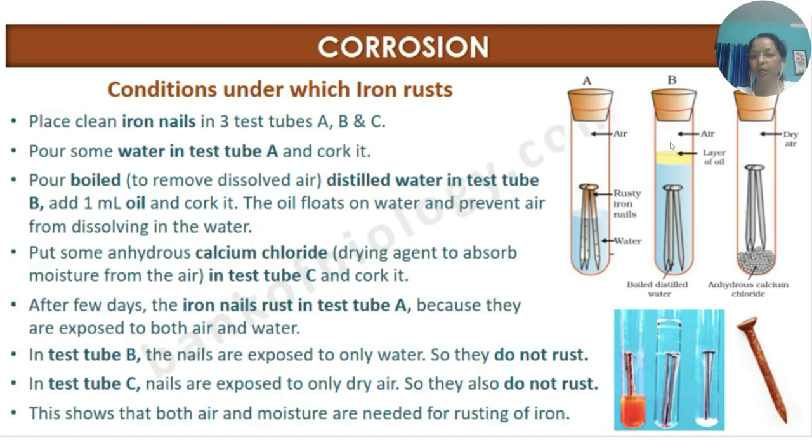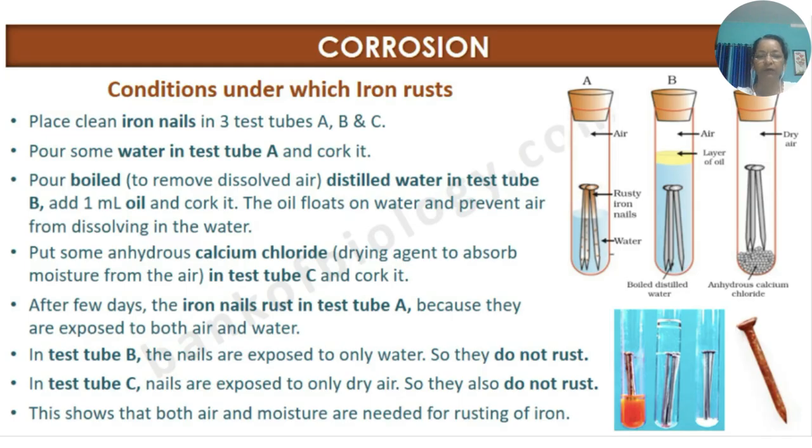That means only air, no moisture. But in this case, air is there, moisture is there. In that case, we can see that the iron is getting rusted. So the condition for rusting is the presence of air and moisture. If you can avoid the presence of air and moisture, you can avoid the corrosion. Okay. So that is the technique.